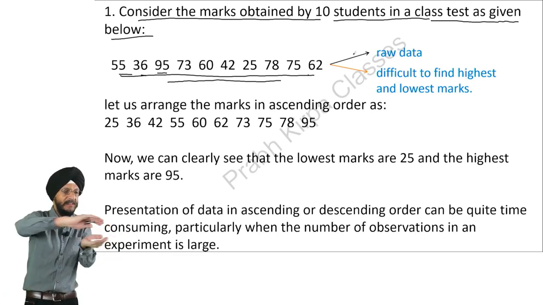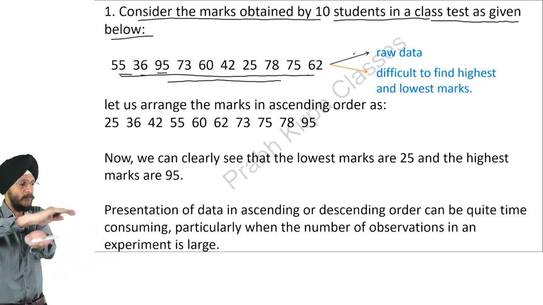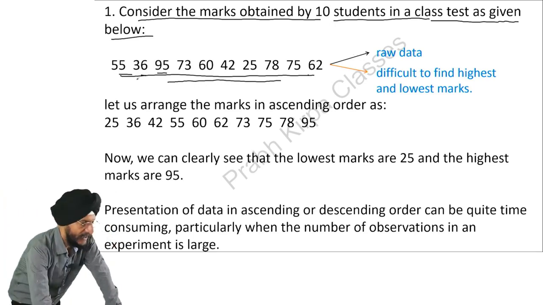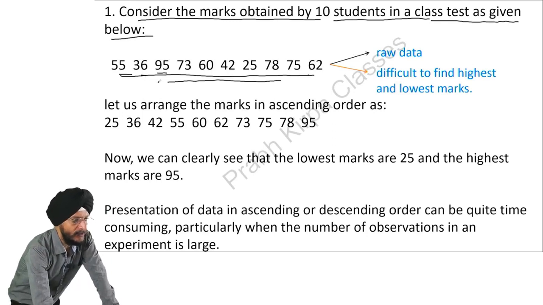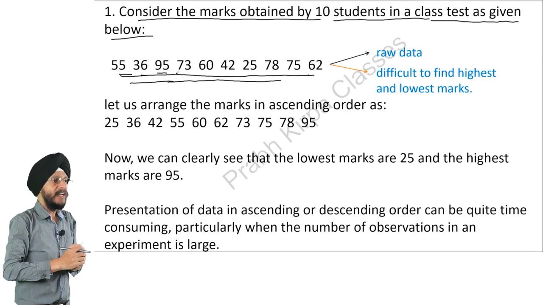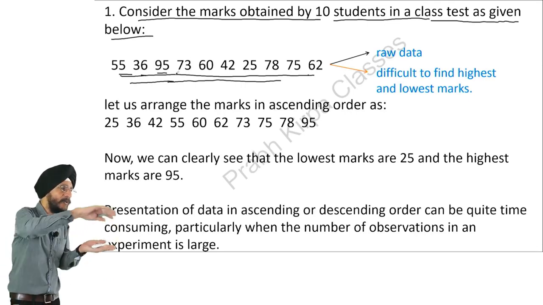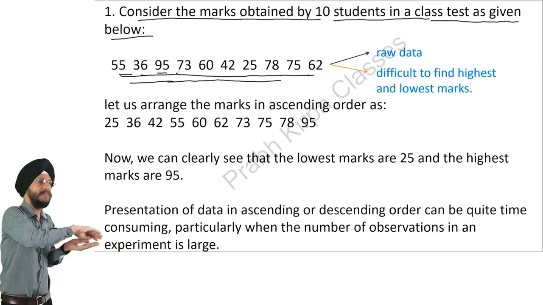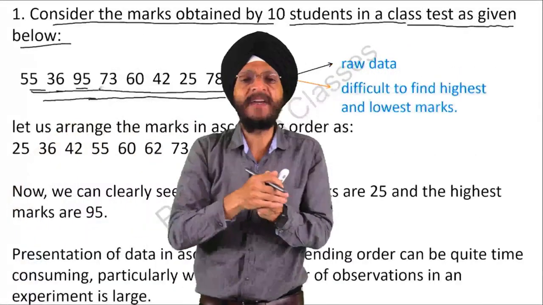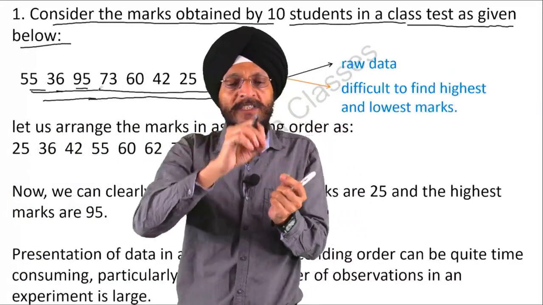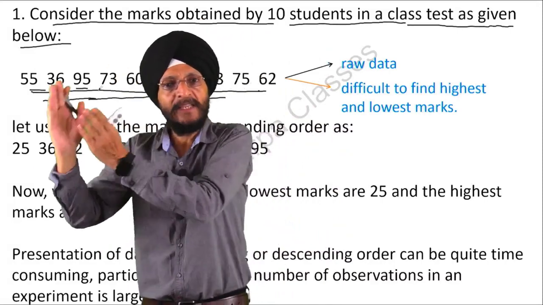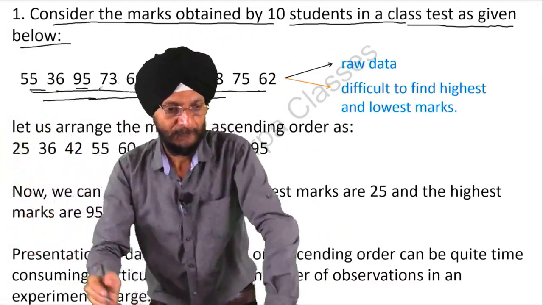We have simply written the information in respect of the marks obtained by different students. From this data, it is difficult for us to find out which is the highest marks and which is the lowest marks. But if we rearrange this information in ascending or descending order, we can easily find out the lowest marks obtained by a student and the highest marks obtained by any student.